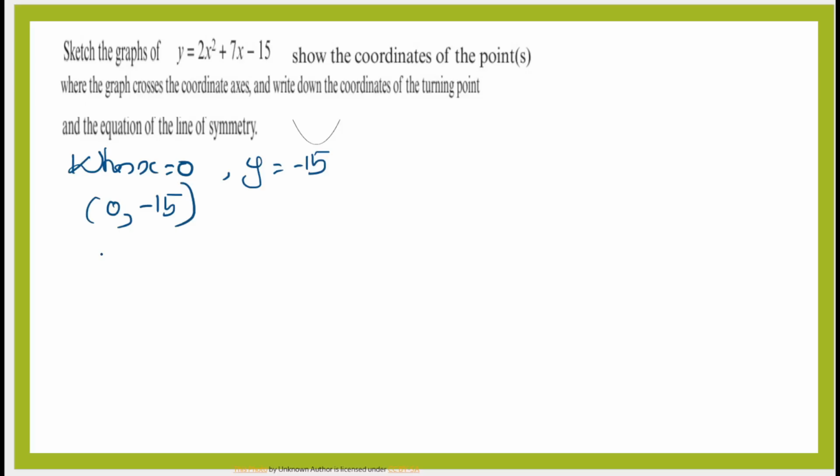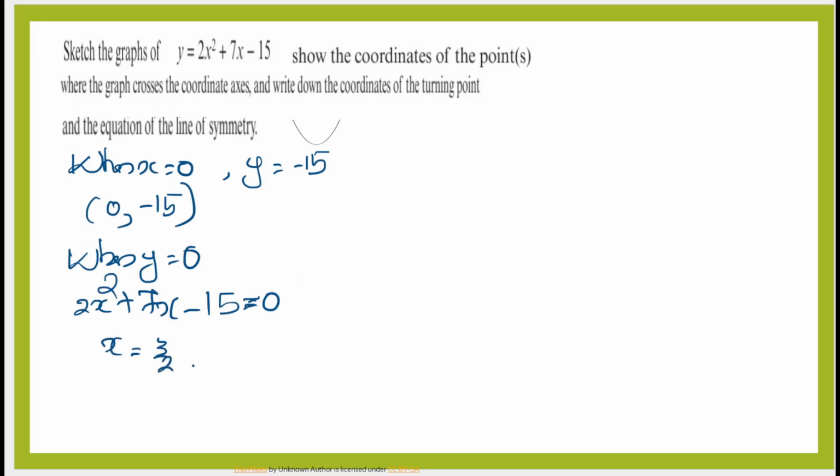Now the crossing of the x-axis is given by taking y as 0. So 2x square plus 7x minus 15 equal to 0. Now factorizing and simplifying the left hand side, we get x equal to 3 by 2 and x equal to minus 5, the 2 points. That is, the crossing of the x-axis is given by (3 by 2, 0) and (minus 5, 0).